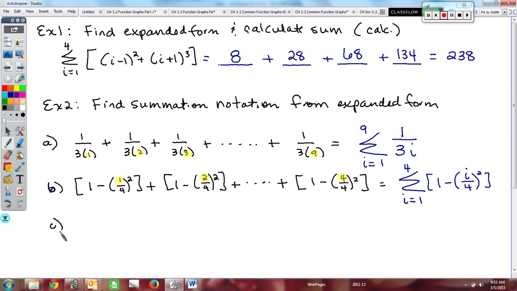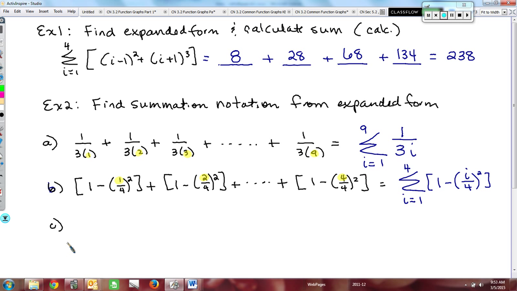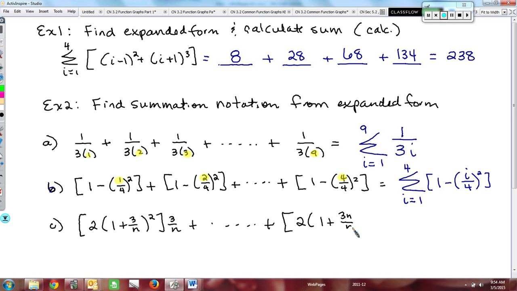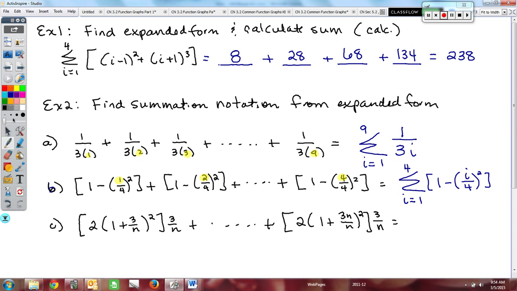All right, let's look at one that might be a little bit more difficult. Let's look at C. And this one, I'm kind of working toward what you're going to see in calculus. This is more of what we would see in the calculus context. I might have something that looks like this. And actually, I'm only going to give you 2 terms, the first and the last. All right, so we want to write this in the sigma notation.